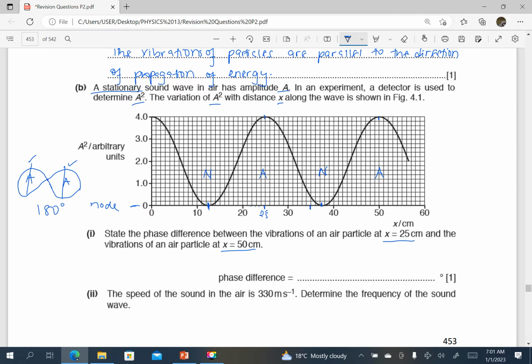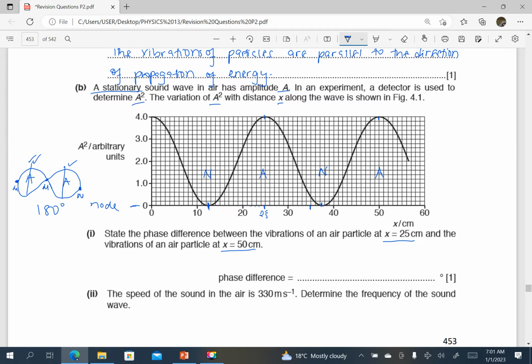Particles between two adjacent nodes vibrate in phase. The phase difference between particles between this node and this node is 0. But the phase difference between particles at this antinode and the other antinode is 180 degrees because the two antinodes are in two adjacent segments.